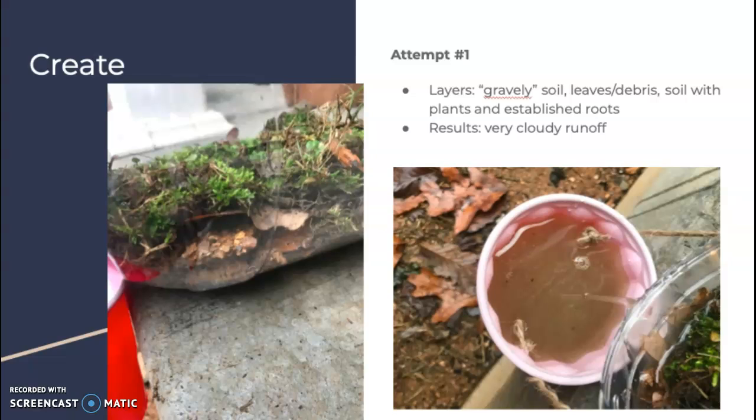So for my first attempt, I did layers. I did a gravelly soil, which was recommended, and then I did leaves and debris on top of that, and then I did soil with plants that had established roots. I cut those out of my backyard, and the result of that was very cloudy runoff, and you can see some debris was in that as well.